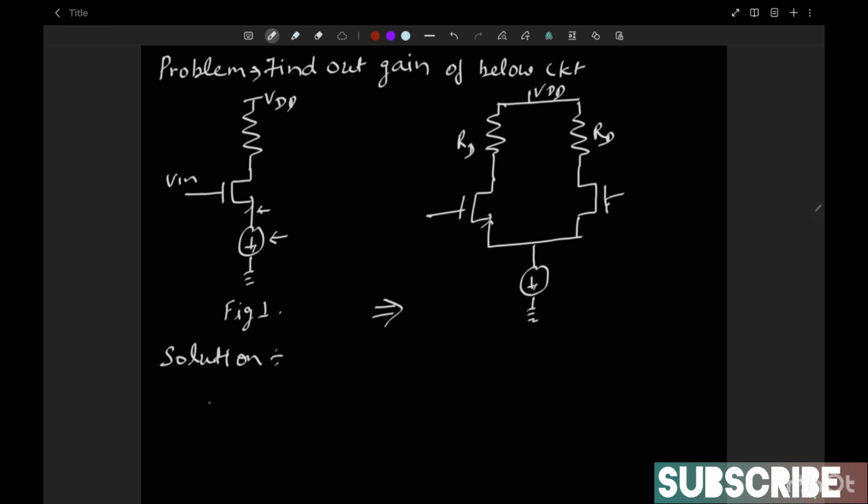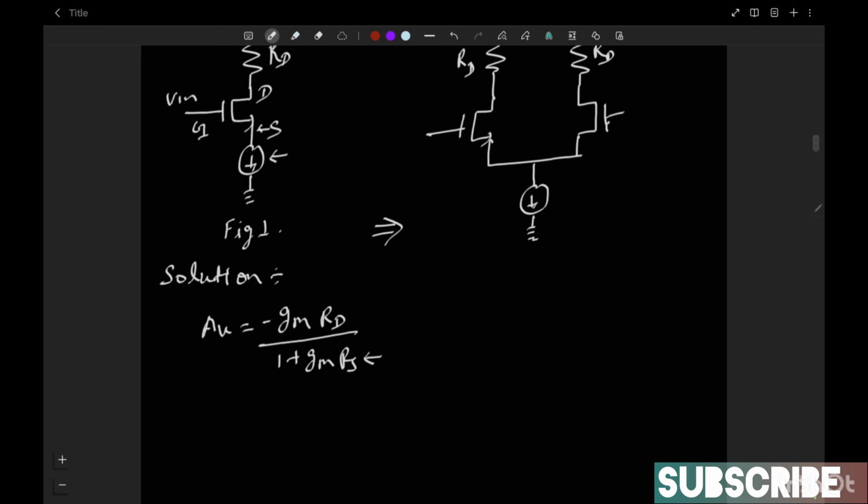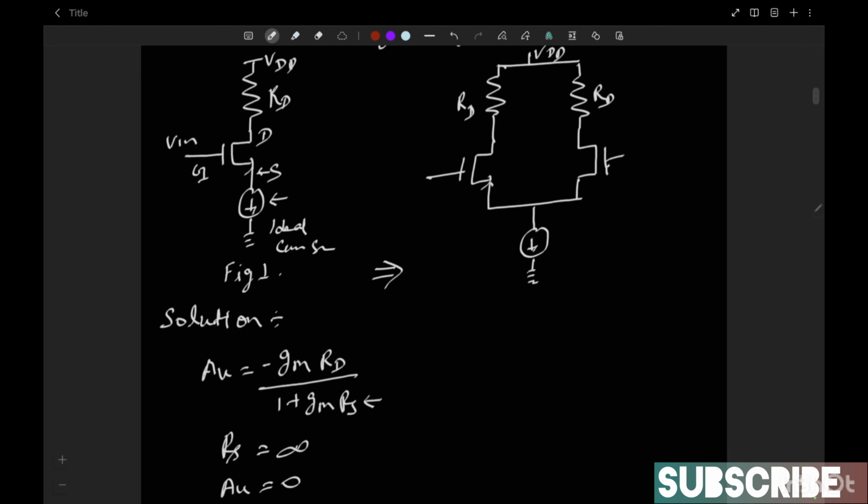As we know, for common source with degenerative resistor, our gain comes as minus gm RD upon 1 plus gm RS, where RS is the degenerative resistor which is connected to your source terminal. This is your source, this is your drain, this is your gate, and RD is the resistance at the drain. Here, if this is an ideal current source, then RS will obviously be infinite, very high, so Av will be 0. This is one way to say that the gain of this will be 0. We are taking the output from here.